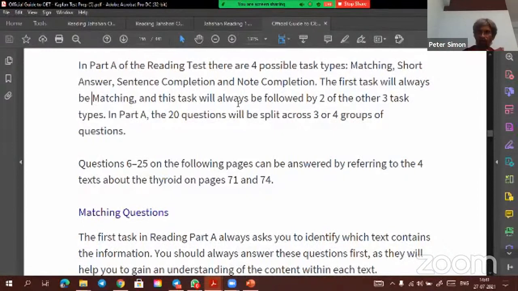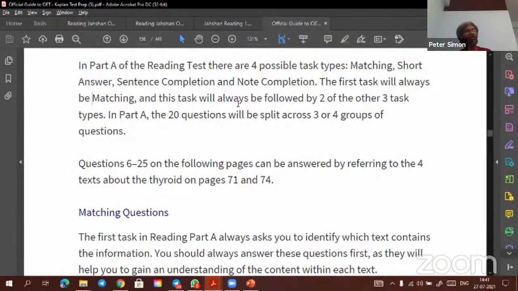Is it the information in A or B or C or D? So 5 questions or 6 questions or 7 questions will be there. So those are very easy. You need not go to the question paper also. Directly here only you'll get. If you analyze like what you have analyzed.